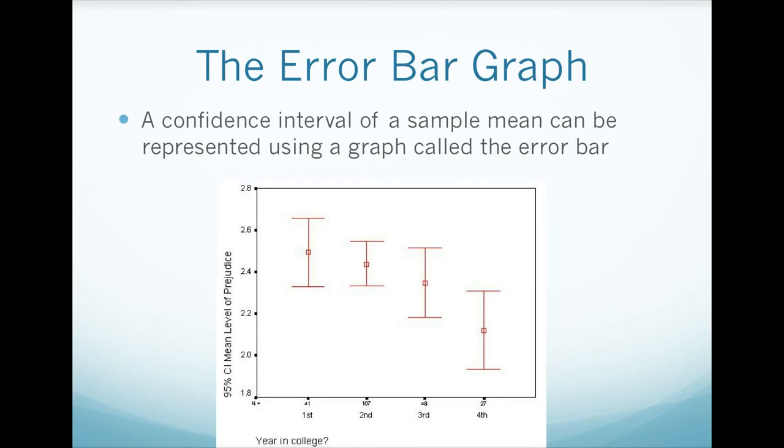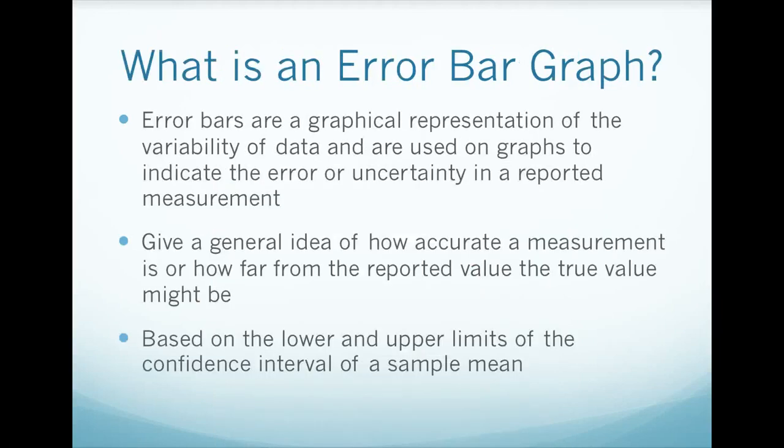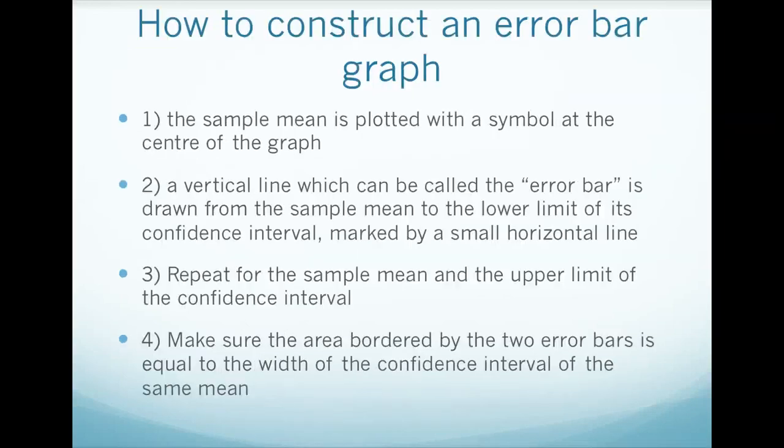The error bar graph. A confidence interval of a sample mean can be represented using a graph called the error bar. So what is an error bar graph? Error bar graphs are a graphical representation of the variability of data and are used on graphs to indicate the error or uncertainty in a reported measurement. They give a general idea of how accurate a measurement is or how far from the reported value the true value might be, based on the lower and upper limits of the confidence interval of a sample mean.